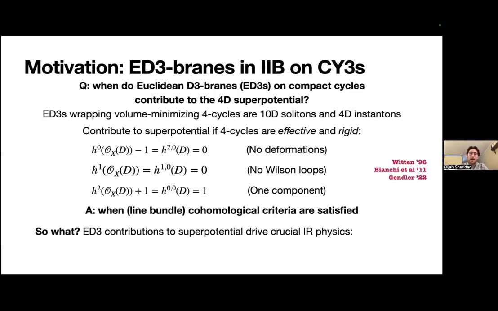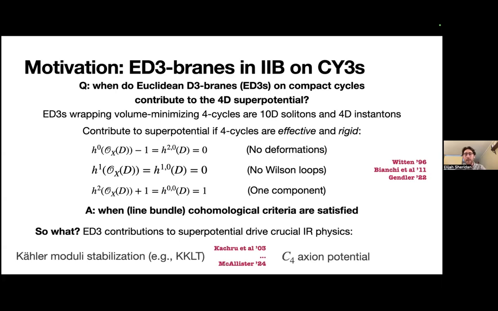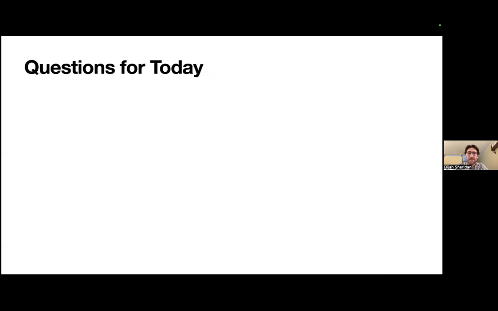Again, maybe so what? But ED3s crucially provide several important contributions to the low energy effective field theory in type IIB. For example, it often provides the leading order potential for the Kähler moduli, providing Kähler moduli stabilization, such as in the KKLT scenario. And this also provides the dominant potential for C4 axions. So studying the string axiverse in type IIB, as has been done extensively, and this is very near and dear to my own heart, requires an understanding of the superpotential and ED3 contributions to the superpotential.